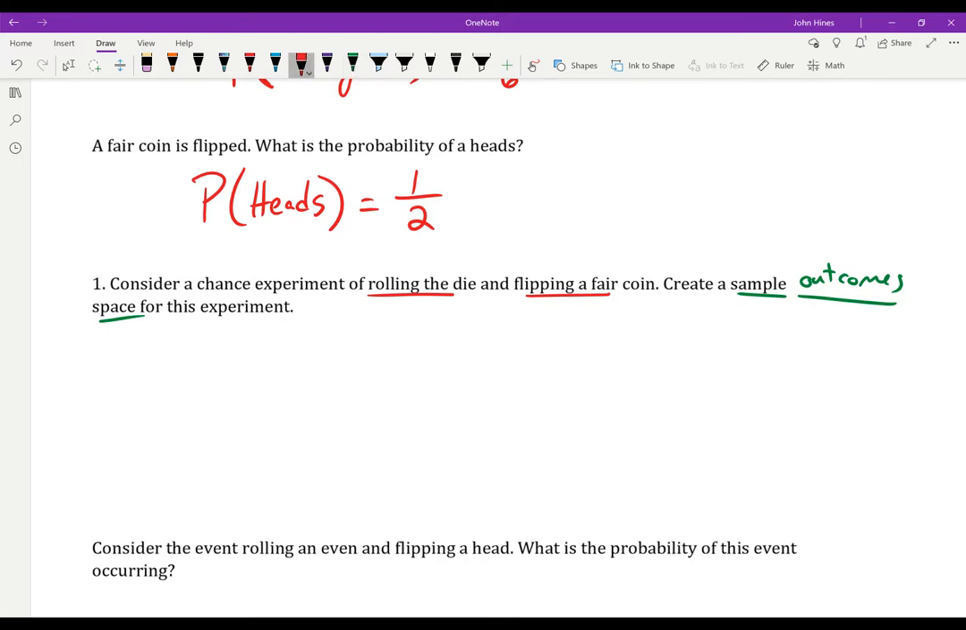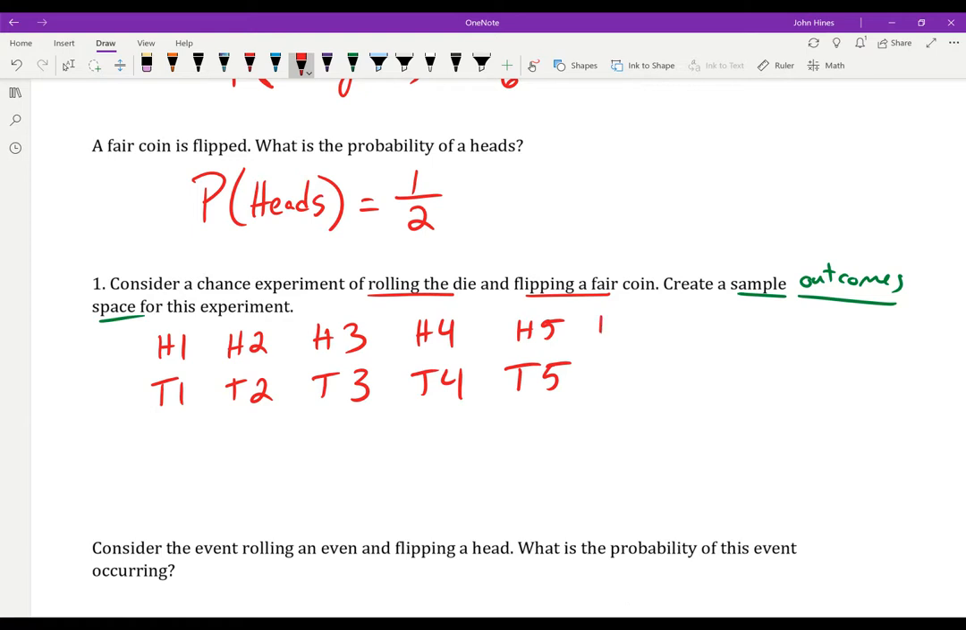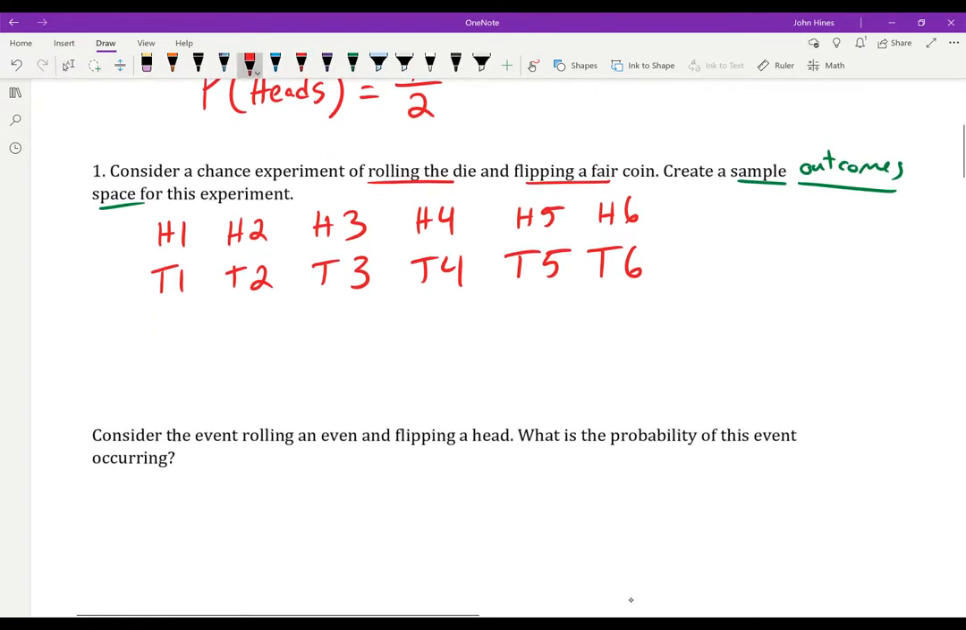So I could get heads and a 1, or tails and a 1, or heads and a 2, tails and a 2, heads 3, tails 3. I'm going through all possible outcomes of these two events occurring together. What are all the different outcomes that could occur? And notice there's 12 of them. There's 12 different outcomes that can occur here. So this here is called my sample space because it represents all the events.